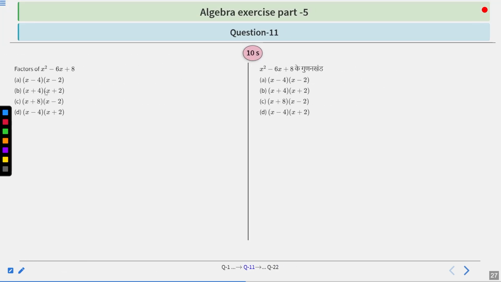Next, factors of x square minus 6x plus 8. And the options are option A, x minus 4 into x minus 2. Option B, x plus 4 into x plus 2. Option C, x plus 8 into x minus 2. Option D, x minus 4 into x plus 8. These are the options.